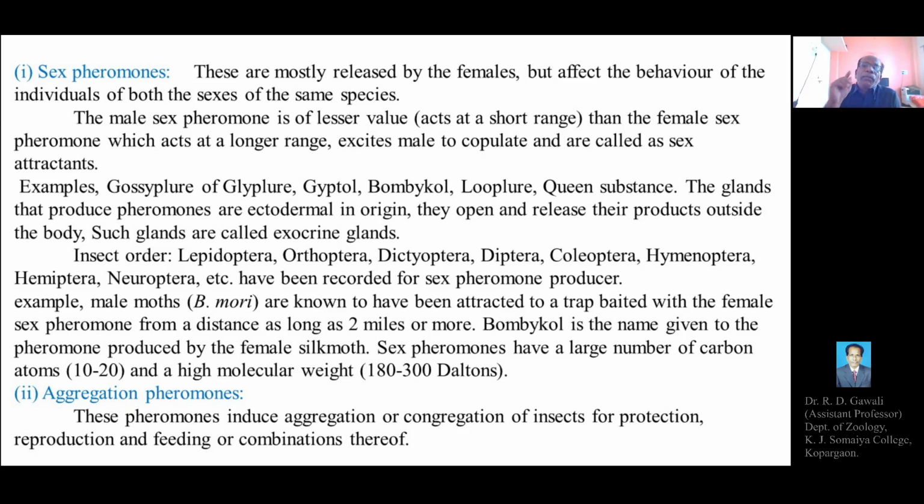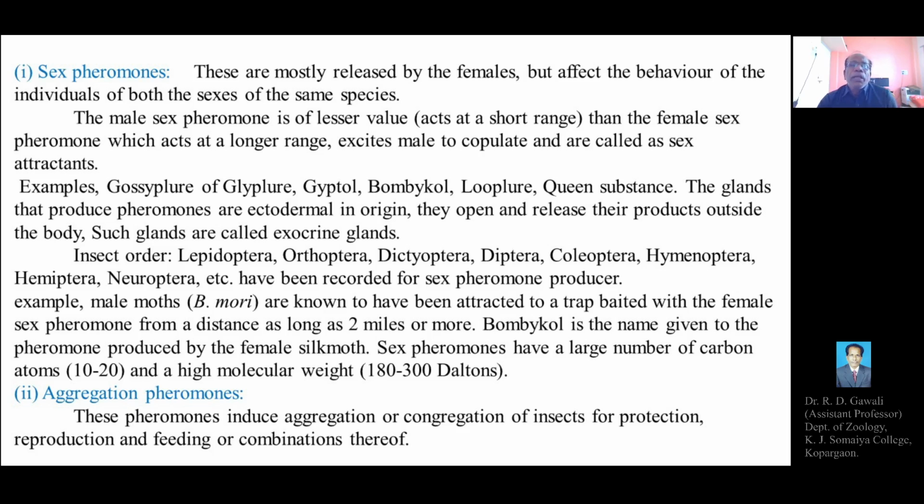So the male members and the female members both secrete or produce sex pheromones. But the female sex pheromones are of great importance, so as to attract the male members and facilitate the process of copulation or mating, so as to satisfy the breeding activities and complete the process of reproduction.